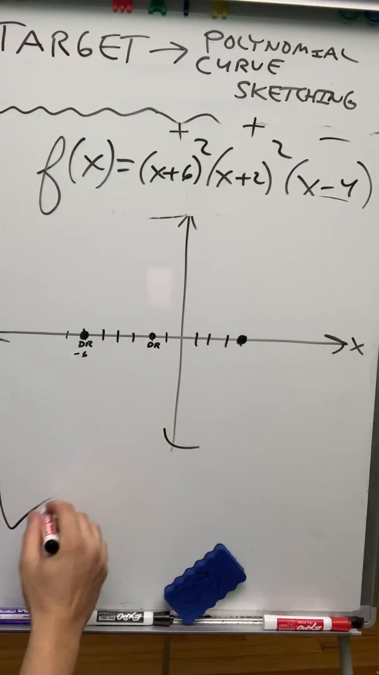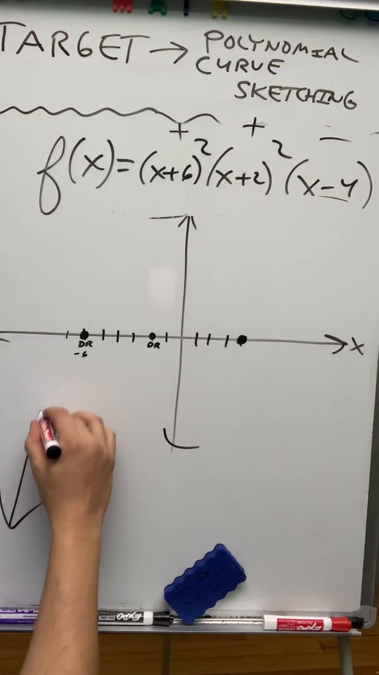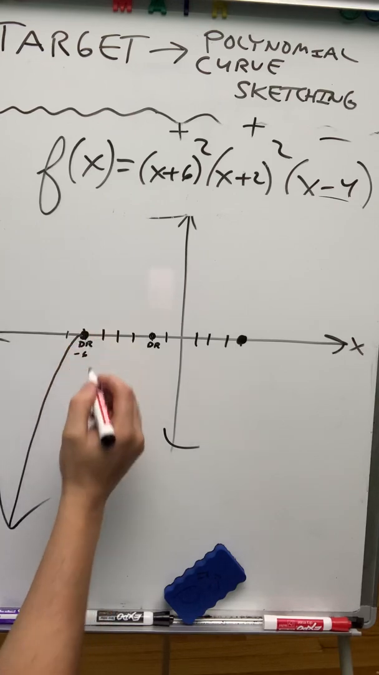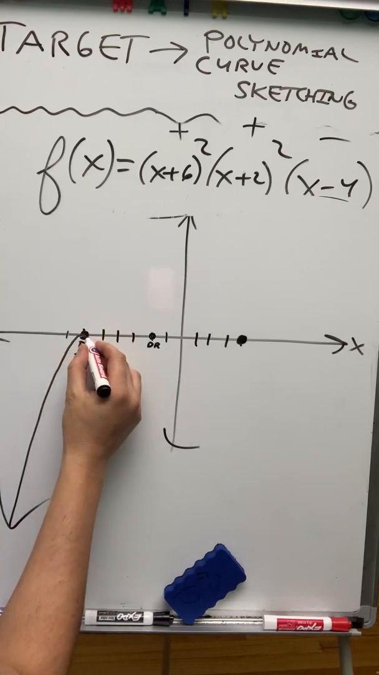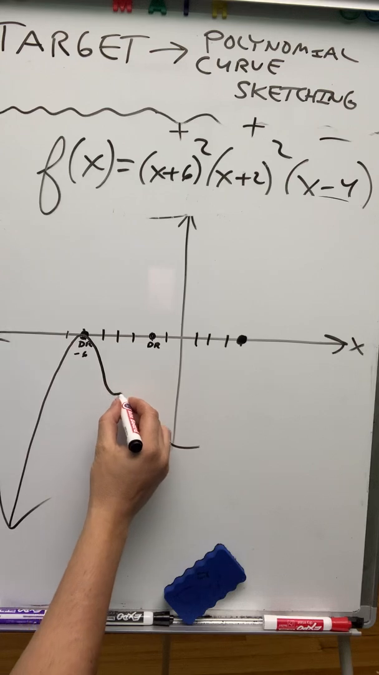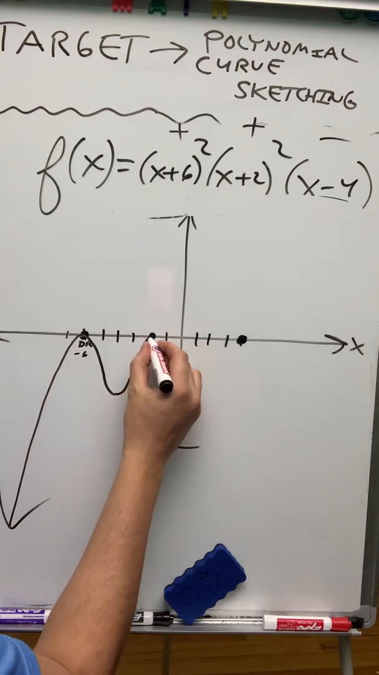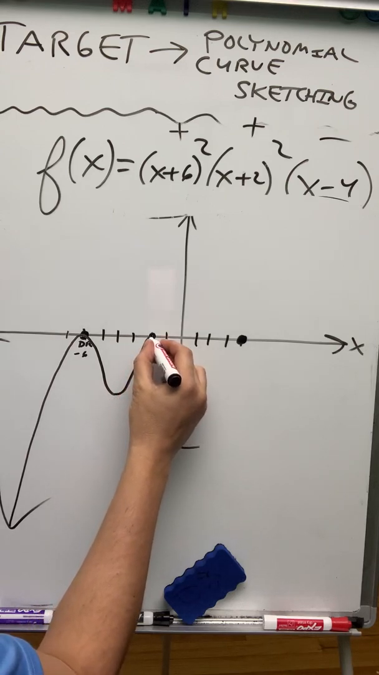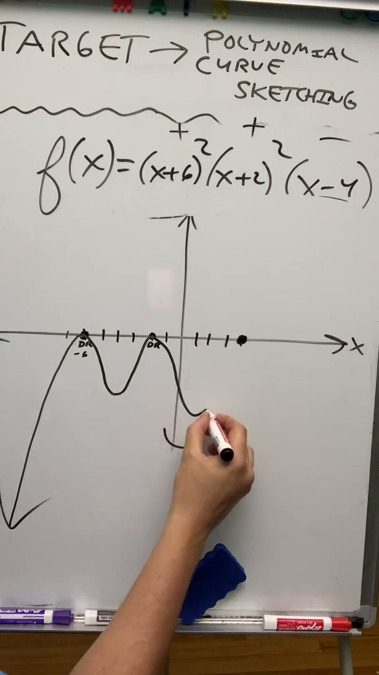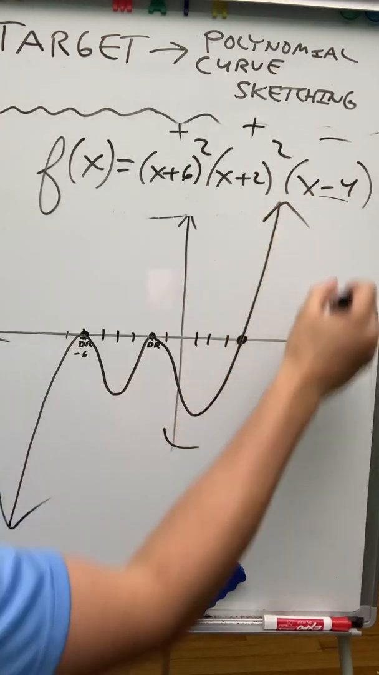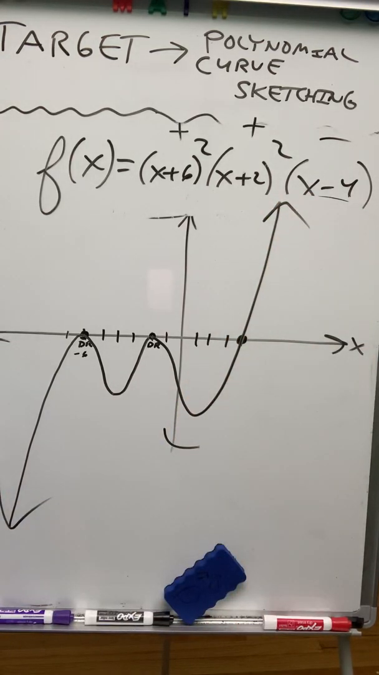So that means we're starting off here and we're going to come up and touch our double root, but we're not crossing. So we're going to come back down, we're going to come up, not cross at our double root, we're going to come back down, and then we're going to shoot off to positive infinity. So that's a quick sketch of your graph.